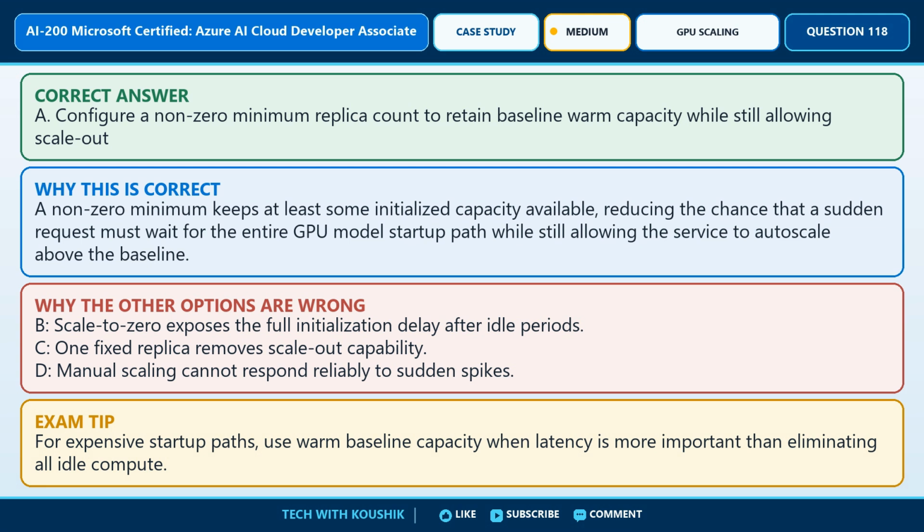Here is how to rule out the alternatives. B. Scale to 0 exposes the full initialization delay after idle periods. C. One fixed replica removes scale-out capability. D. Manual scaling cannot respond reliably to sudden spikes. Watch for this clue in similar questions. For expensive startup paths, use warm baseline capacity when latency is more important than eliminating all idle compute.